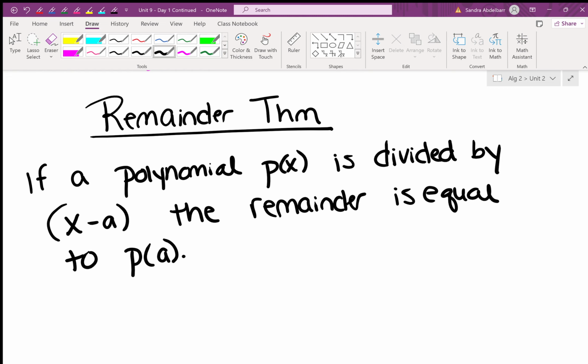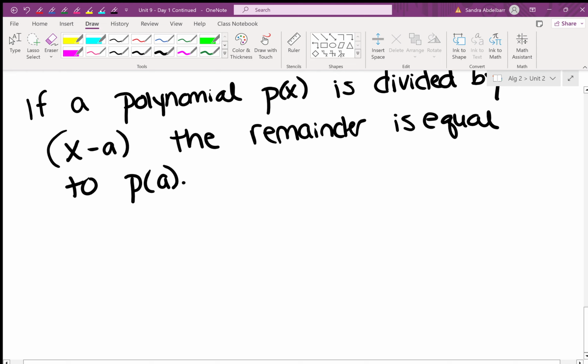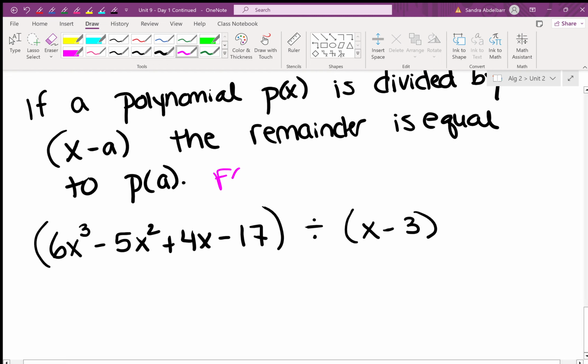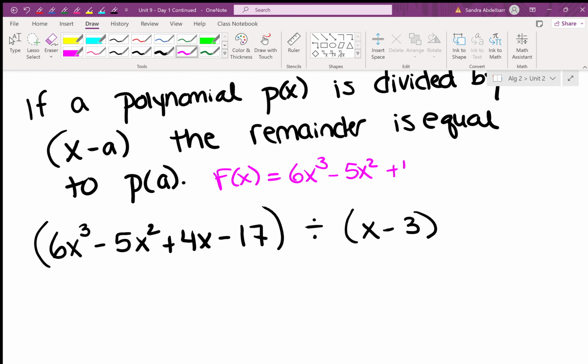Okay, so what this means, I'm going to do an example. I'm going to do it 2 ways. If I give you 6x to the third minus 5x squared plus 4x minus 17, and I take that whole thing and I want us to divide it by x minus 3. Or, hold on, sorry. We are doing that, but let's say I told you in the problem f of x is equal to 6x to the third minus 5x squared plus 4x minus 17. And then we're going to take that f of x and divide it by x minus 3.